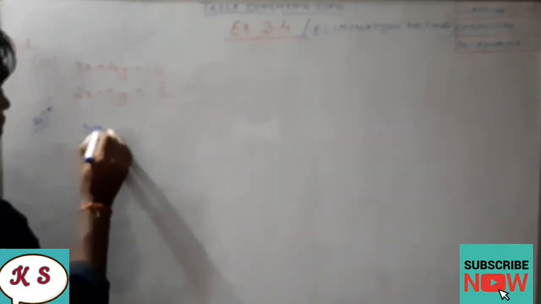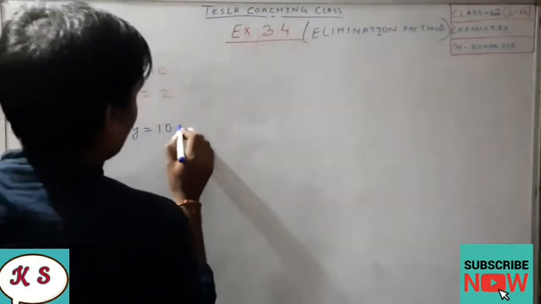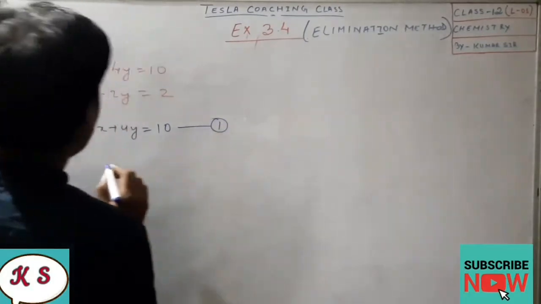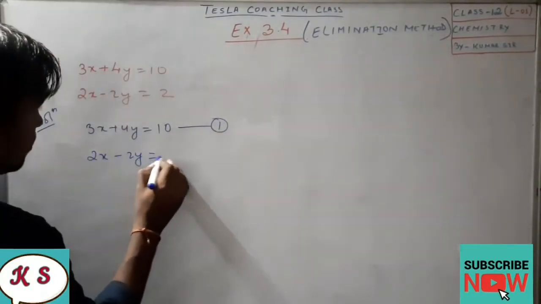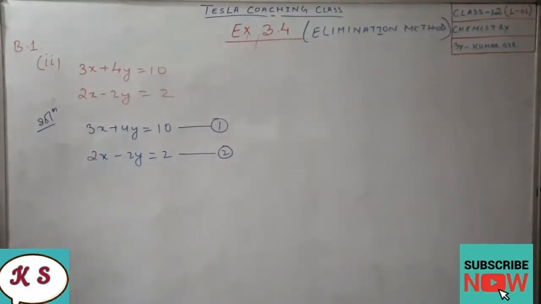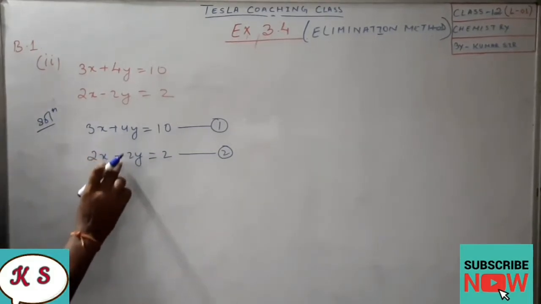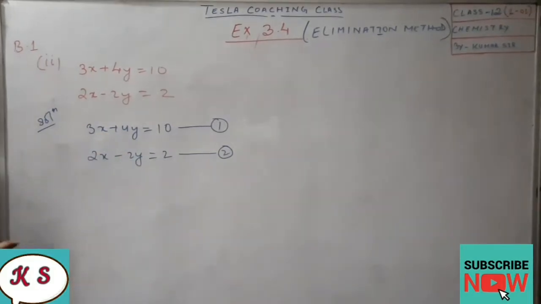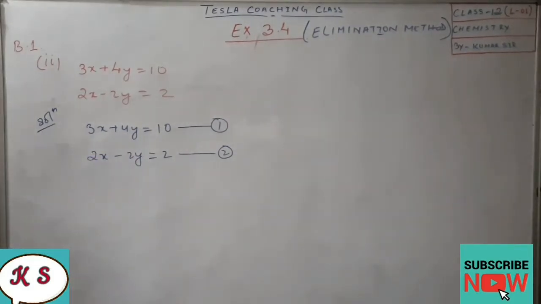Again, same thing, you have to write 3x plus 4y equal to 10, equation number 1. And here 2x minus 2y equal to 2, equation number 2. Now dear students, here also luckily, see here the x terms both have the same sign, but the y terms have opposite signs. So that means we are going to eliminate the y terms.